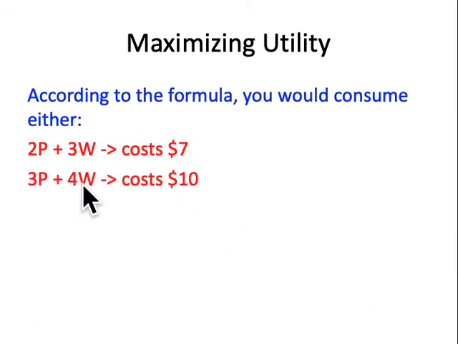$7: 3 pizzas, 4 wings, we'll spend $10. 5 pizzas, 5 wings, we'll spend $15. And so we're going to remember, we are utility maximizers.